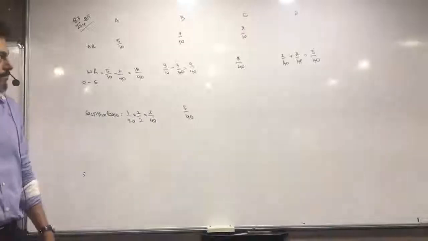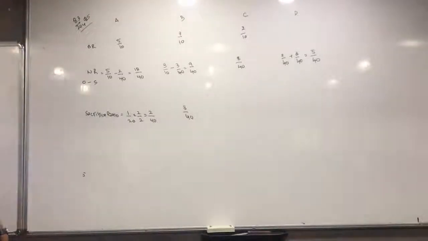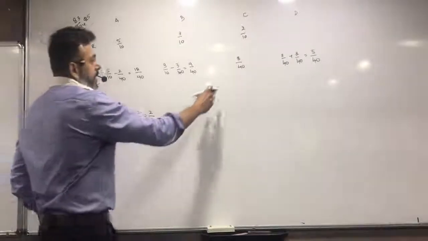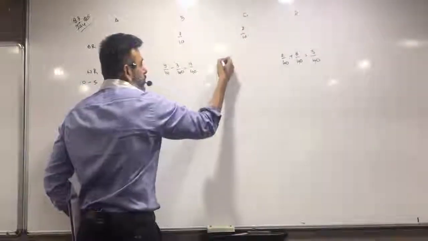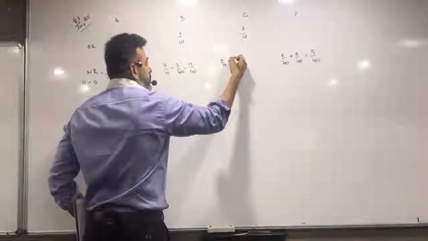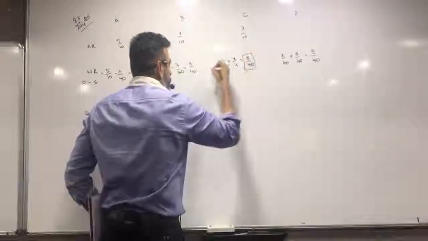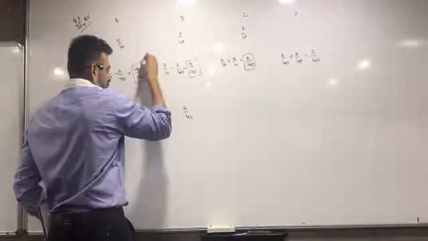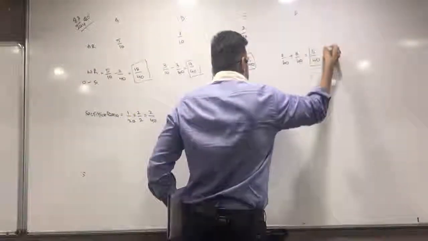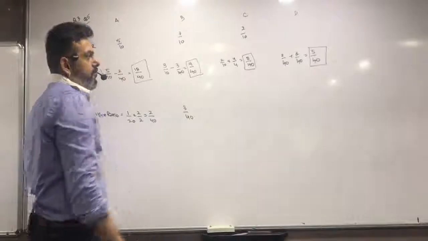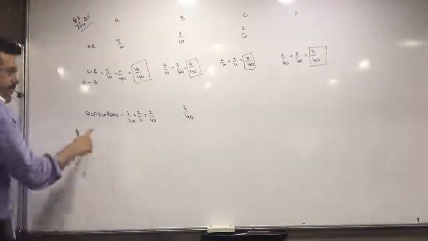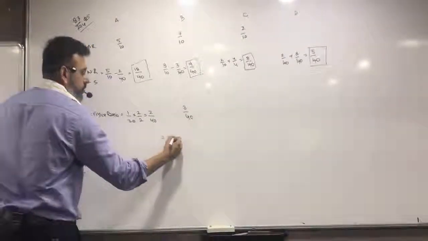Understood this? 8 by 40 is 2 by 10. Got it? Or instead of writing 8 by 40, you may write 2 by 10 into 4 by 4, which is 8 by 40. So the new ratio is 18 is to 9 is to 8 is to 5. Sacrifice you already know, 2 is to 3.